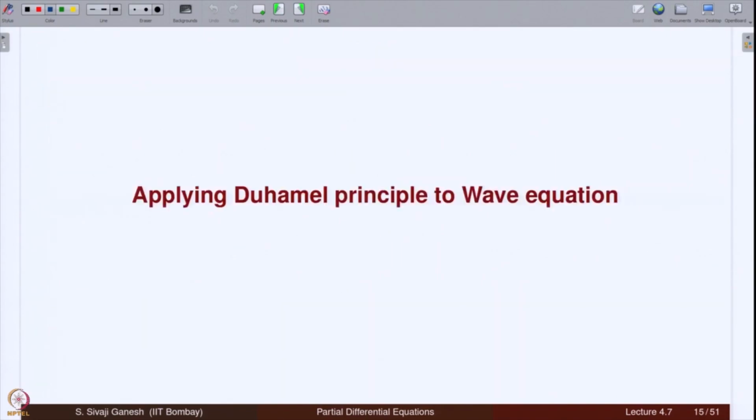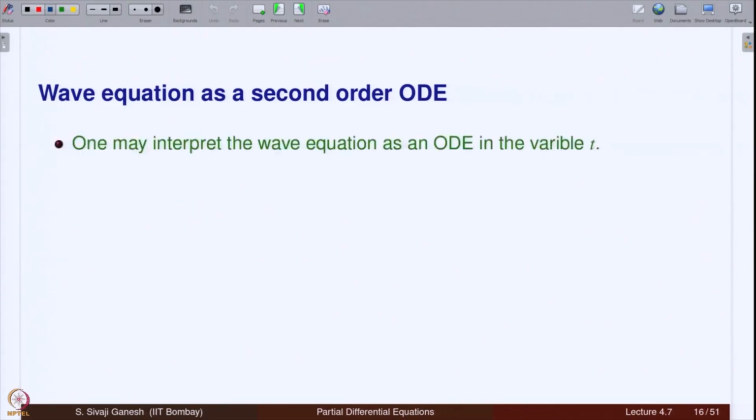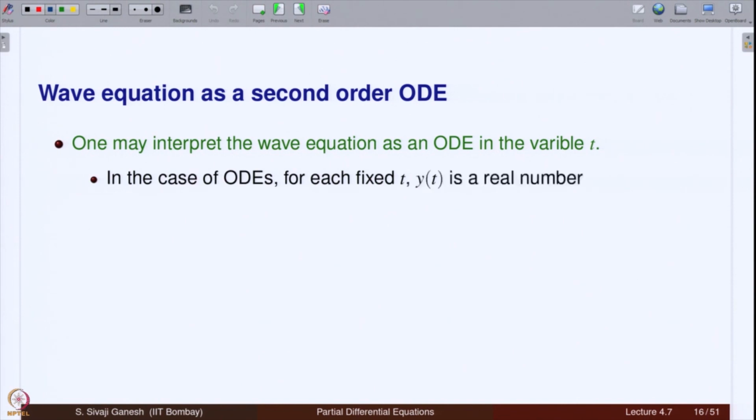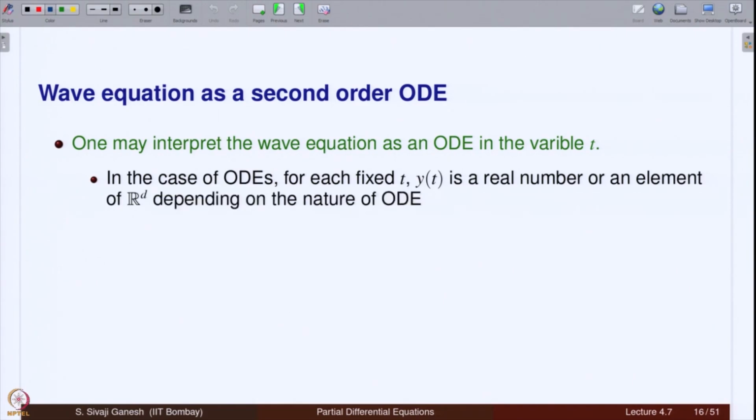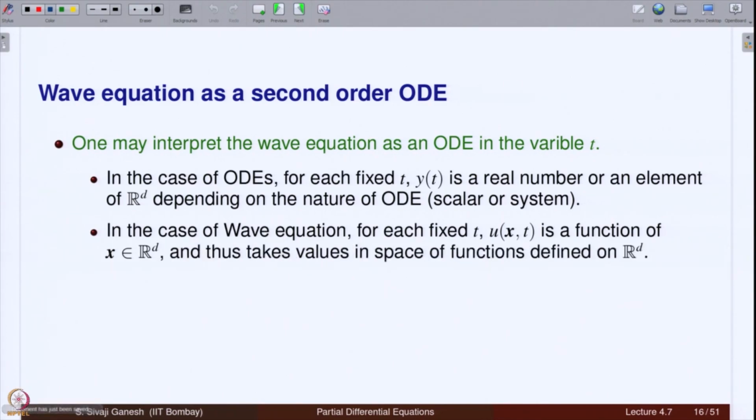Now, let us apply the Duhamel principle to the wave equation. So, the wave equation is a second order ODE; one may interpret the wave equation as an ODE in the variable t. In the case of ODEs, for each fixed t, y of t is a real number or an element of R^d, depending on whether we are dealing with a scalar equation or a system of equations. In the case of the wave equation, for each fixed t, u of x, t is a function of x in R^d and thus takes values in the space of functions defined on R^d.